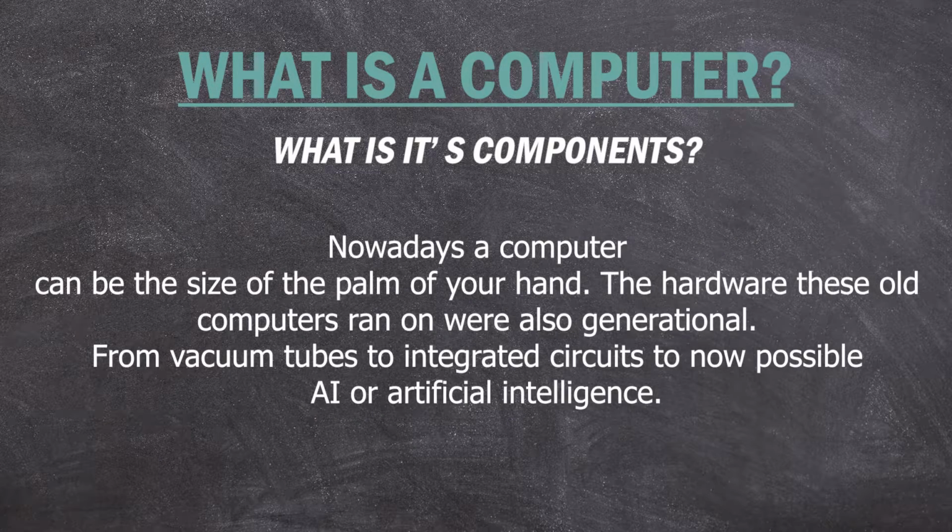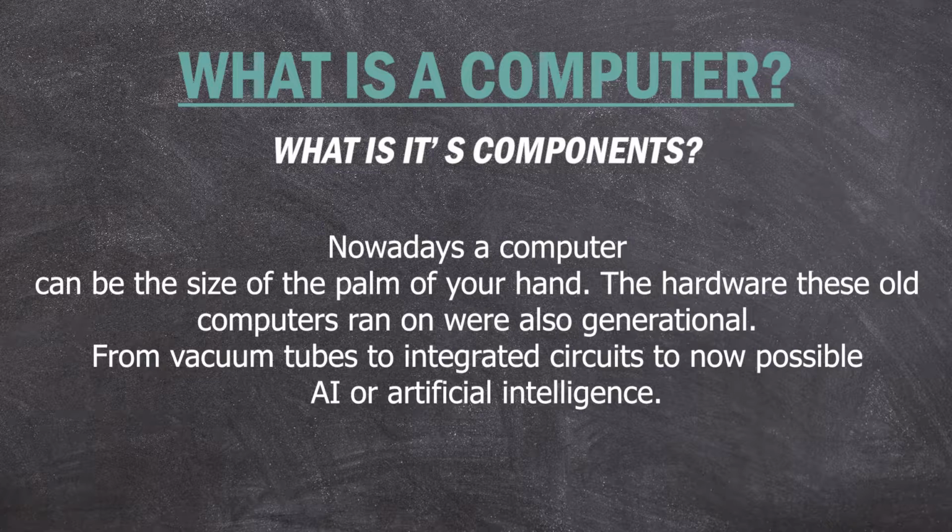Nowadays, a computer can be the size of the palm of your hand. For example, a Raspberry Pi, or for those who don't know what a Raspberry Pi is, your smartphone, because smartphones are a computer. It's an electronic device. It performs tasks and runs on software and hardware.